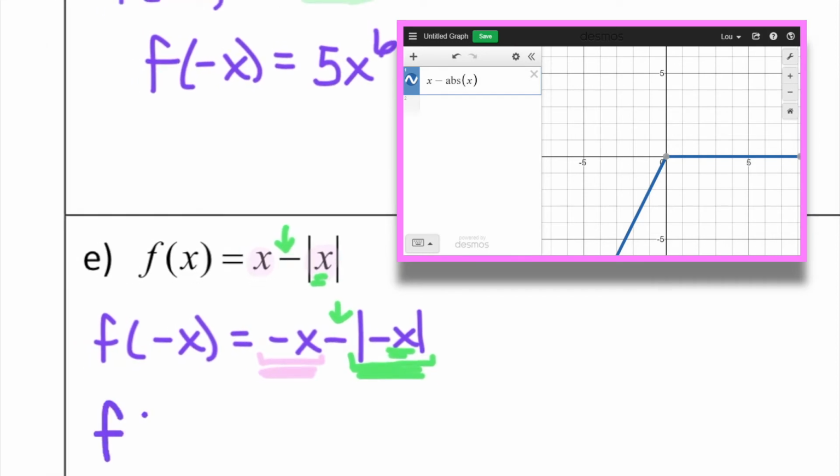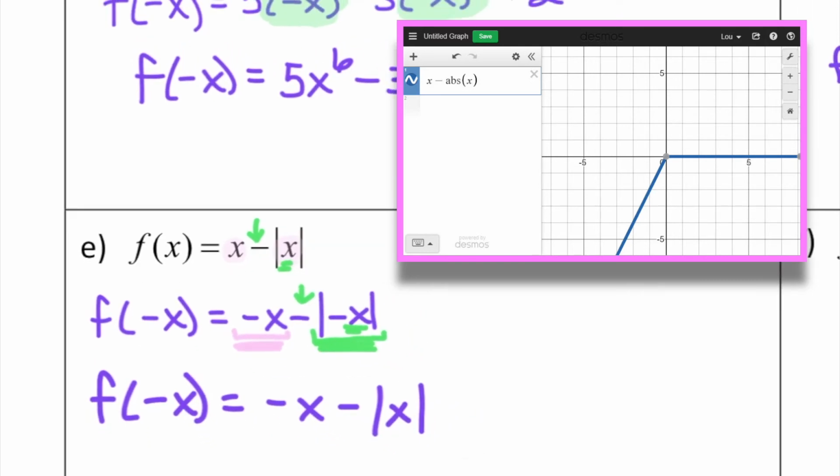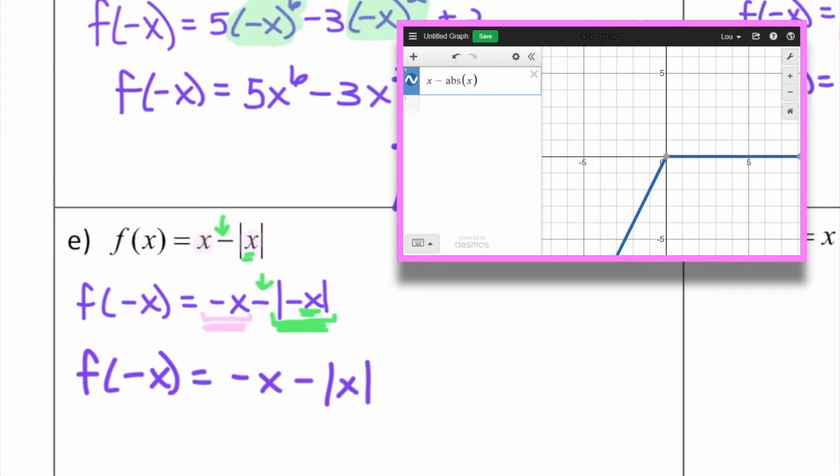And so your f of negative x ultimately gives you negative x minus absolute value of x, which is not what we started with, nor is it all negated. And so this is also going to be neither even nor odd.